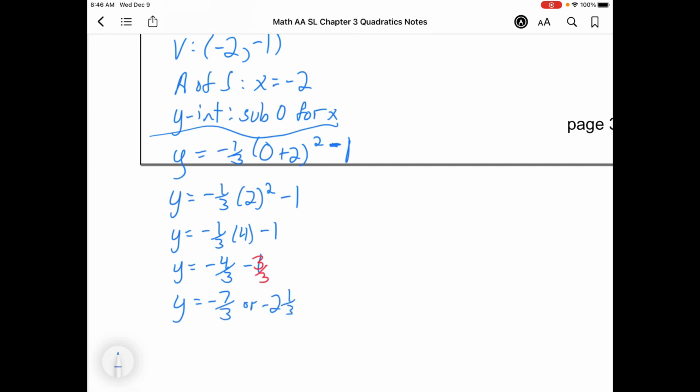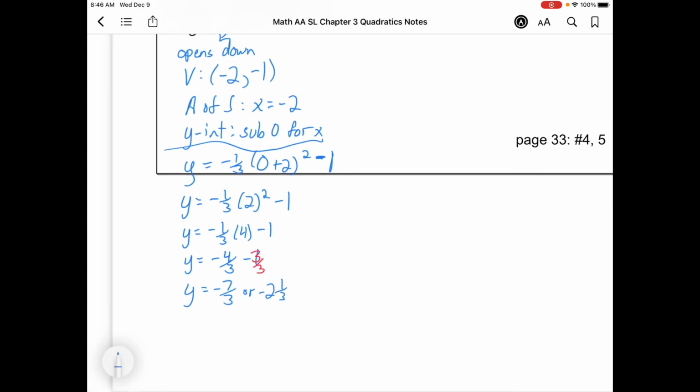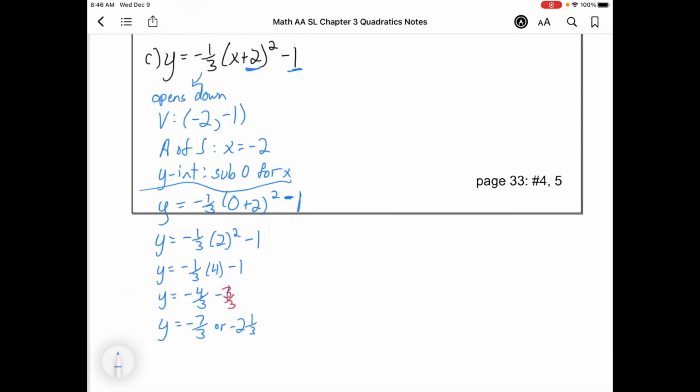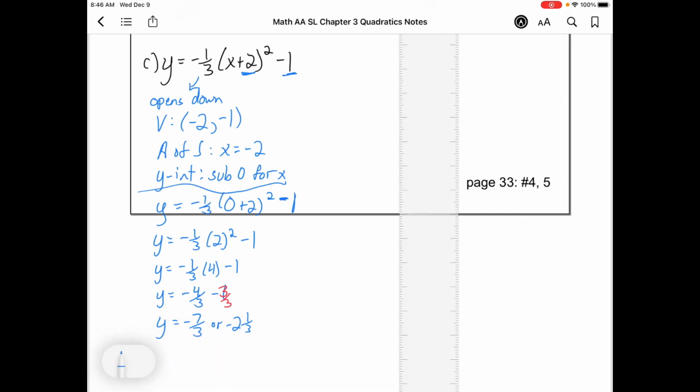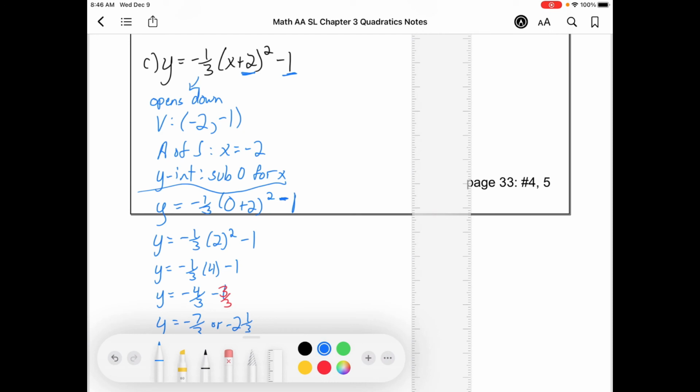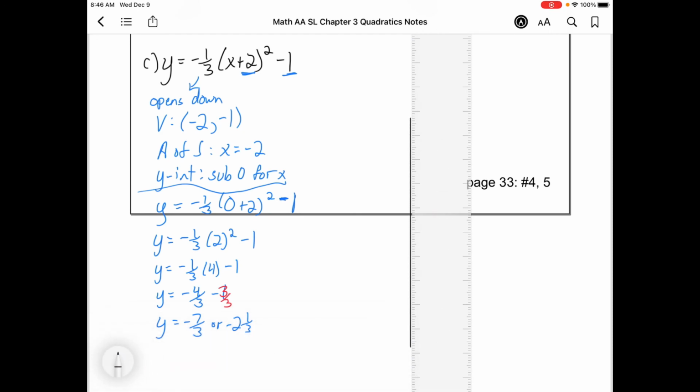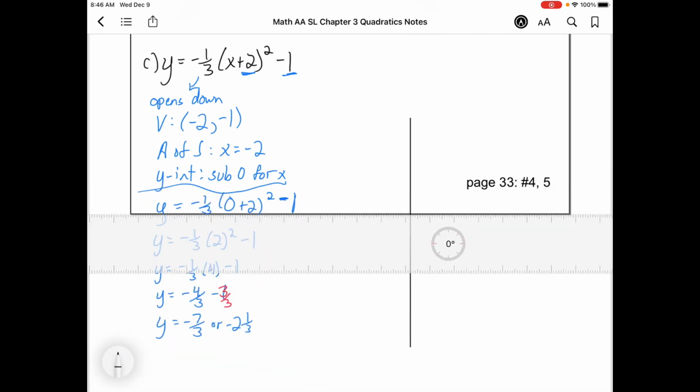Now somebody's going to want to call that negative 2.3. That's not quite right, hey? A third is a fraction that continues forever, so we're better off staying in fractional form. Let me make some axes here. I'll just use, well, maybe I'll draw it in again.